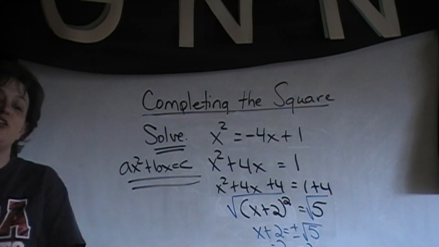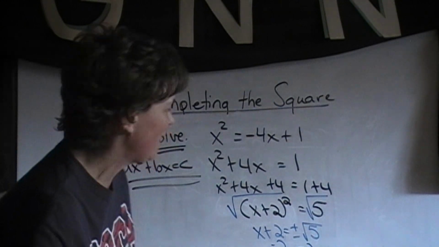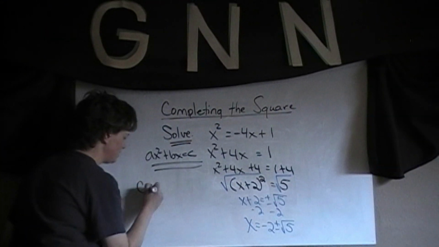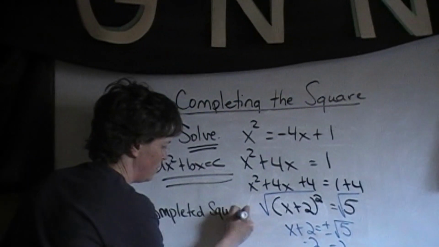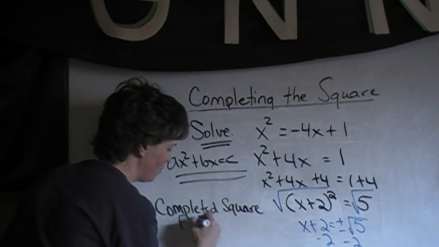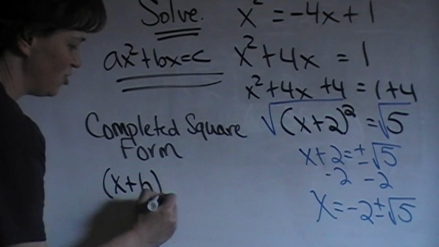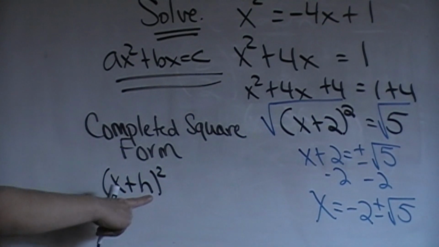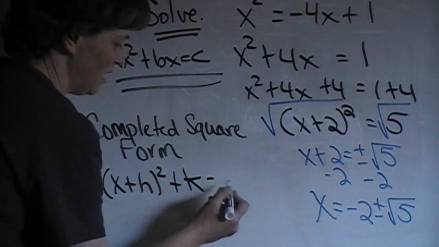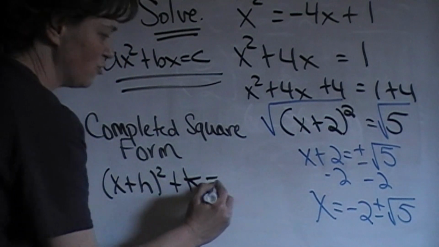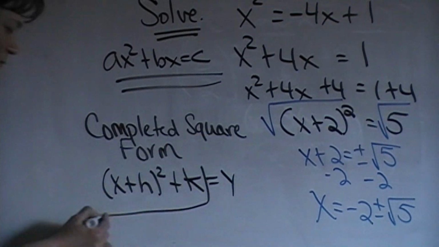I'm going to take it now and show you what the completed square form is. Completed square form. Write that down right here. The completed square form is going to be (x plus h) squared, where h is just some number, plus k. You won't have to have the equals, but you could have equals y, you could have it equals 0, or you could have no equal sign at all. This is the form we're looking for, okay?